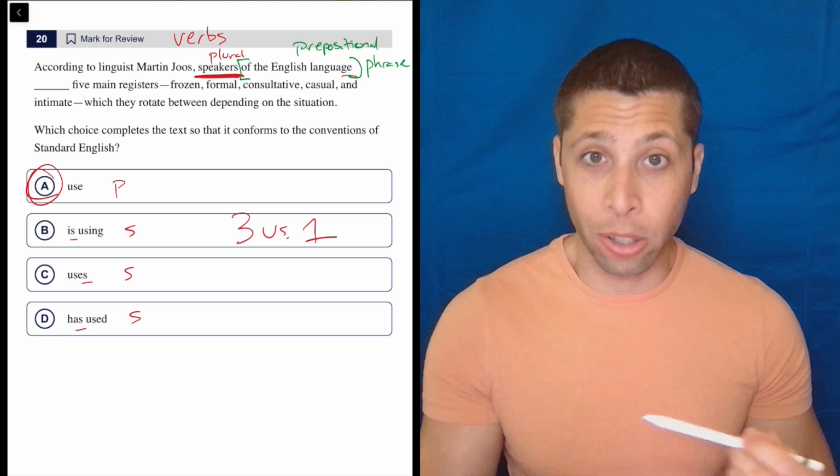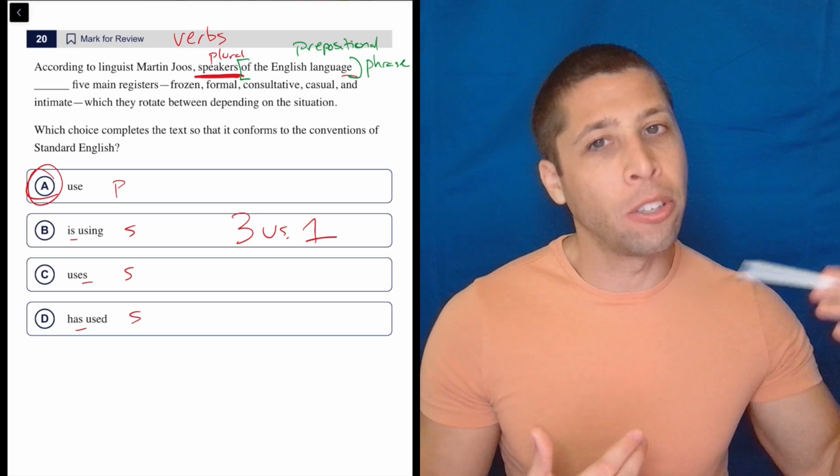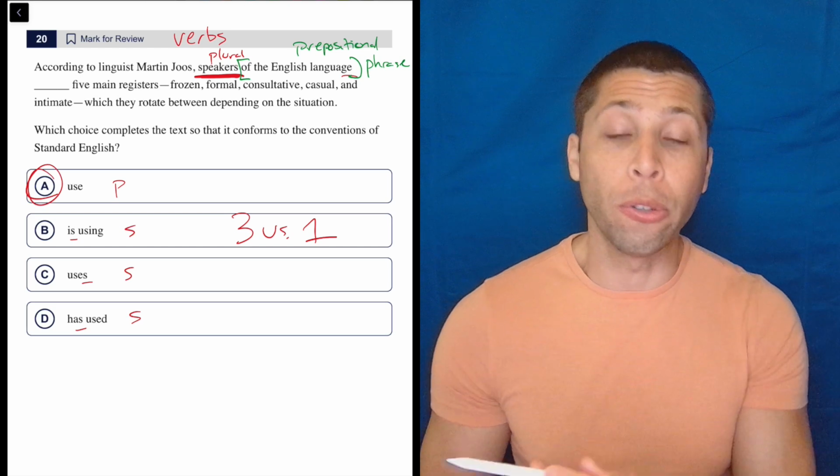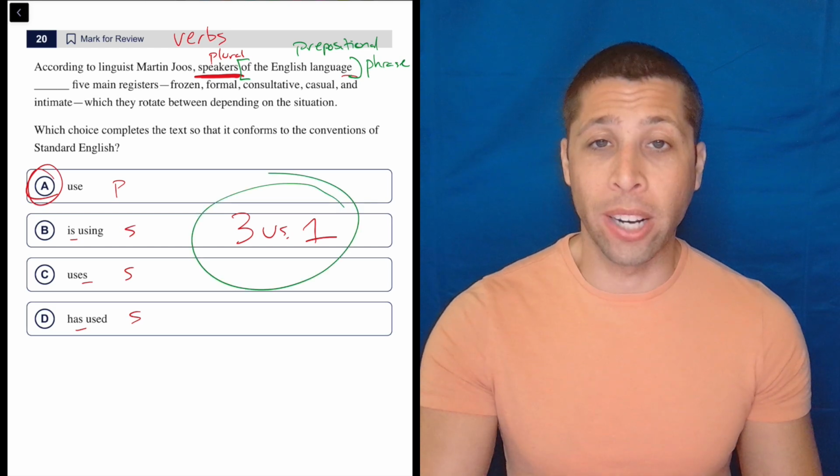But the SAT on harder questions is going to drag this out. They're going to include more prepositional phrases, more weird clauses, more ways for you to lose track of the actual subject. So this 3 versus 1 thing is a much easier way to solve these questions.